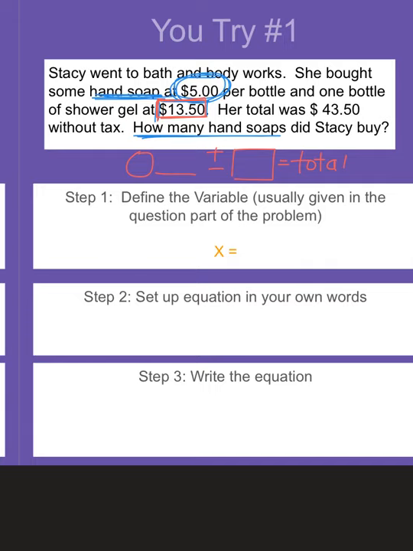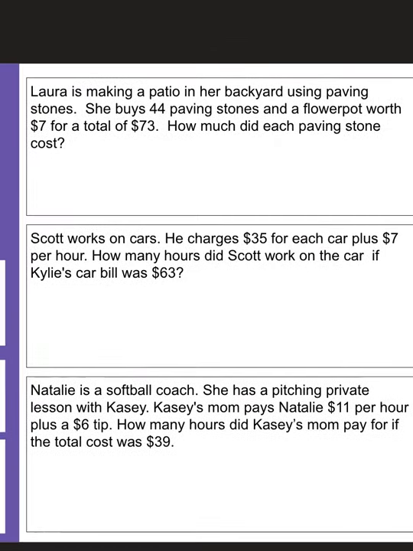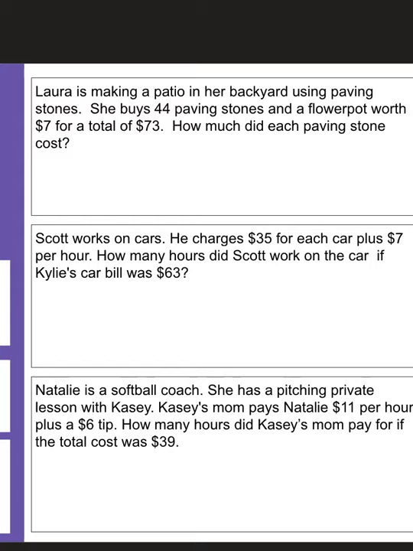All right, so I put together a few other quick examples. Laura is making a patio in her backyard using paving stones. She buys 44 paving stones and a flower pot worth $7 for a total of $73. How much did each paving stone cost? So in the question, how much did each paving stone, we're talking about the paving stone. So that's going to be my variable information.